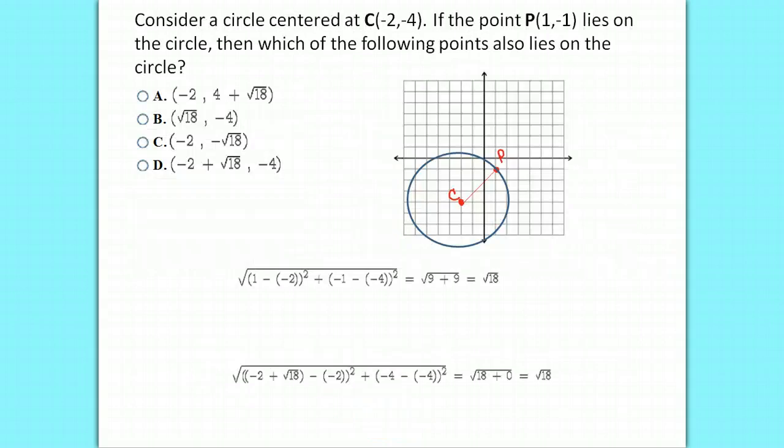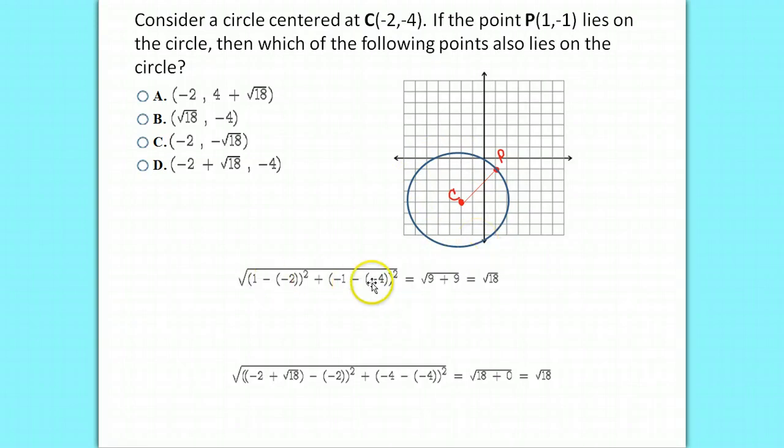All right, now let's try one with a circle. It says, consider a circle centered at the point C, which is at (-2, -4). If the point P, which is found at (1, -1), lies on the circle, so that means it's on the edge of the circle, then which of the following points also lies on the circle?